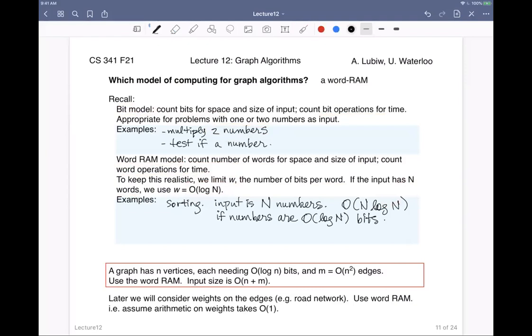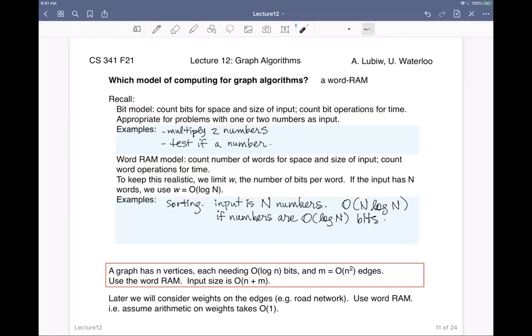But coming back to graphs, a graph has n vertices. They are the numbers from 1 to n. Each one needs log n bits. We know how many edges we have, and we are going to use the word RAM model. So we're going to say that the input size is n plus m words to capture the input graph. And we will measure running time in terms of n and m.